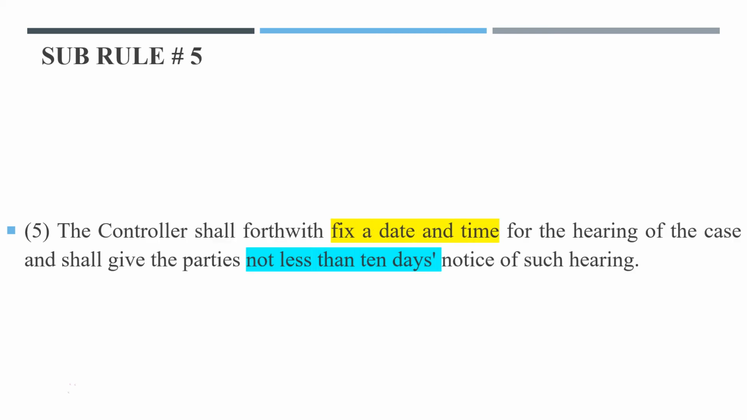Fine? Okay. Sub-rule 5 says the controller shall forthwith fix a date and time for the hearing of the case and shall give the parties not less than 10 days notice of such hearing. Now this is the thing to remember here. The controller shall forthwith fix a date. The controller fixes a date and a time for the hearing of the case and he shall give the parties not less than 10 days notice of such hearing. That means for this hearing he gives a notice and the time period is not less than 10 days. That means at least 10 days are given. Fine? Okay. Now, let us proceed.